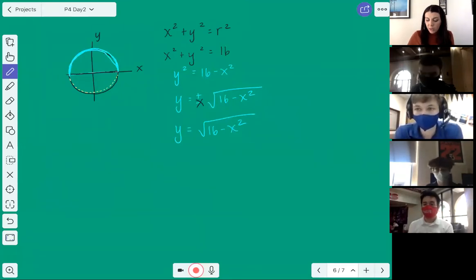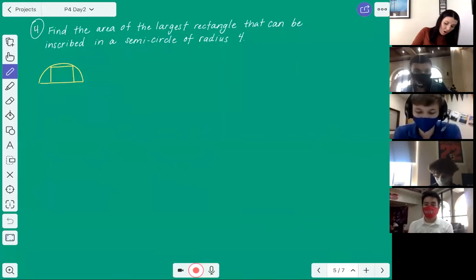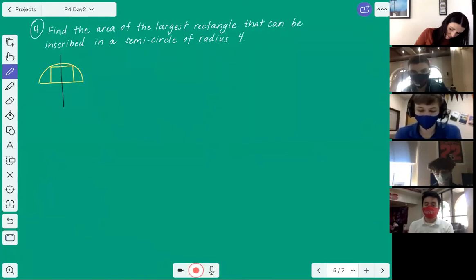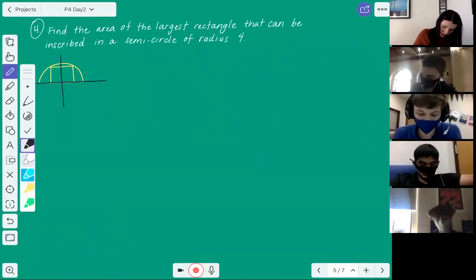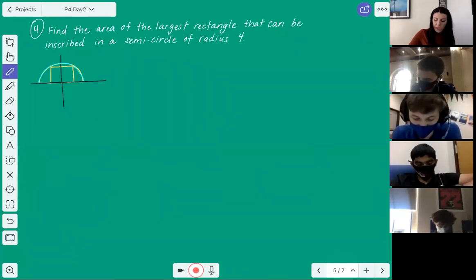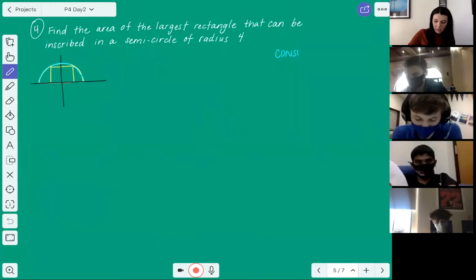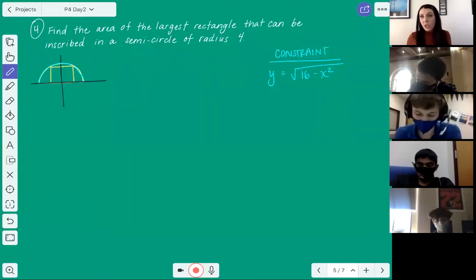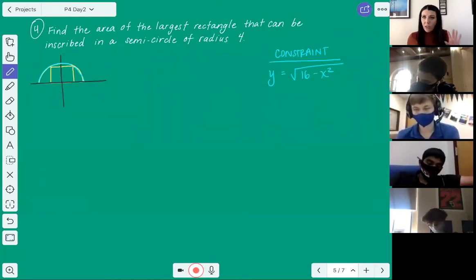So the key here was to really put that semicircle on a grid, on a coordinate plane, so that now we have, and I'll make that semicircle blue just like it was in the previous one, the equation of our constraint, right? The thing we're limited by, which is y is equal to the square root of 16 minus x squared. That's the equation of the semicircle. I'm not trying to get the biggest semicircle or the smallest semicircle. I'm trying to get the biggest rectangle. Okay, are there any questions so far?